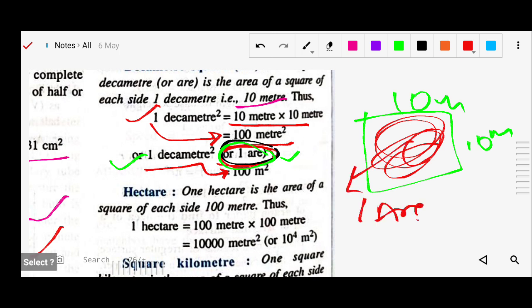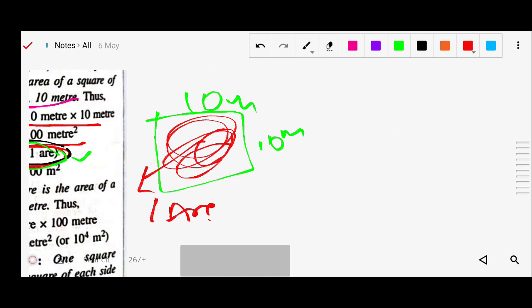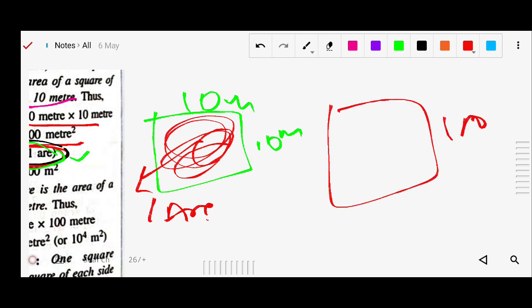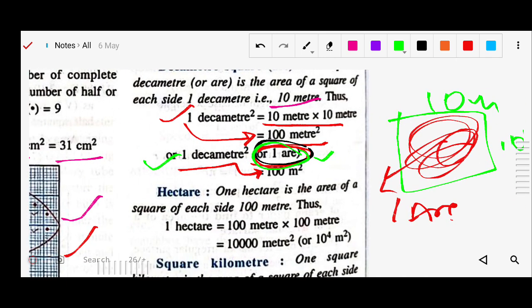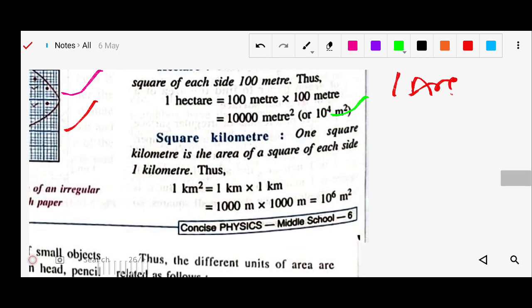Then we have 1 hectare. Hectare is also the area of a square field. So in the hectare, this side is 100 meter, and this is again 100 meter. Whatever area is enclosed by this figure is called 1 hectare, okay? And this is 100 into 100, that is 10,000 meter square, or 10 to the power 4 meter square, that is called 1 hectare, right? Then we have square kilometers. So 1 kilometer square is 1 kilometer into 1 kilometer, converted into meters, that is 10 to the power 6 meter square.